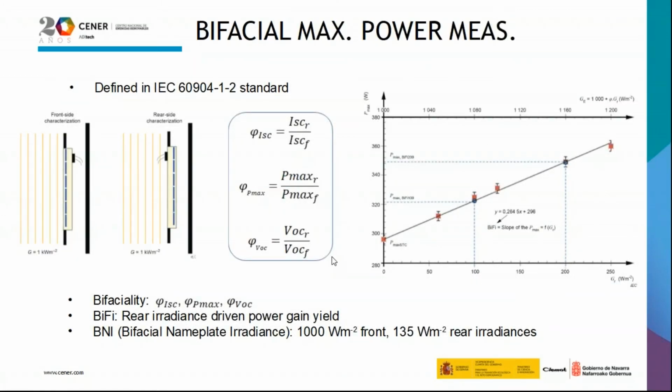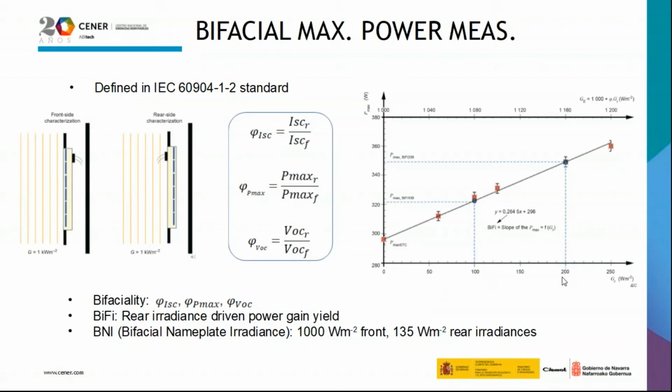So how do we measure the maximum power in the lab? First of all, we measure the IV curve applying 1,000 watt per square meter just to the front side. We don't apply anything to the rear side. The second step is to apply the 1,000 watt per square meter only to the rear side, nothing to the front side. Then we calculate some coefficients which are called the bifaciality coefficients, which are defined in these equations.